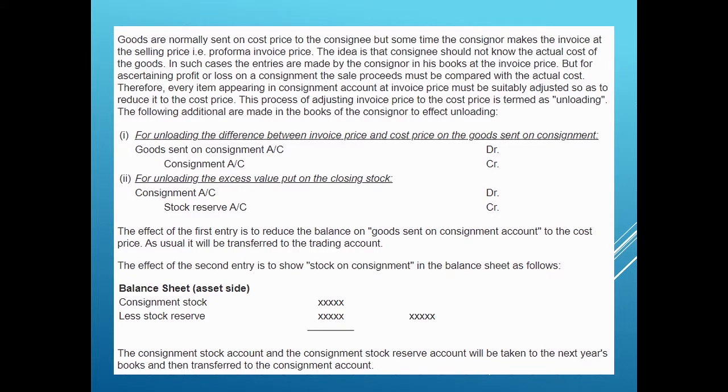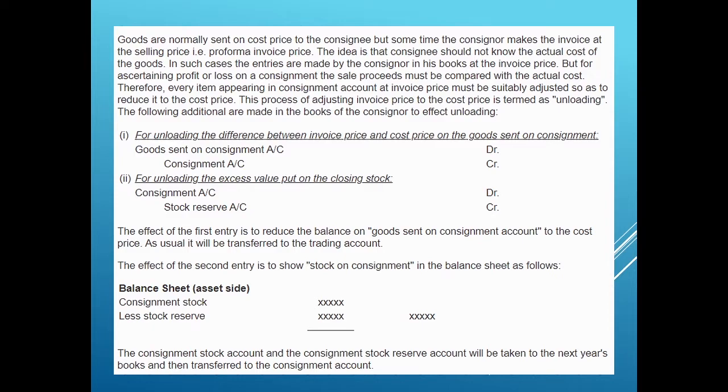Now I will explain what the invoice price is. Goods are normally sent at cost price to the consignee, that is 100%. The consignor will send goods to the consignee at cost price. In the last 4 or 5 problems in those videos, goods were sent at cost price only. But sometimes the consignor makes the invoice at the selling price. That is pro forma invoice price.